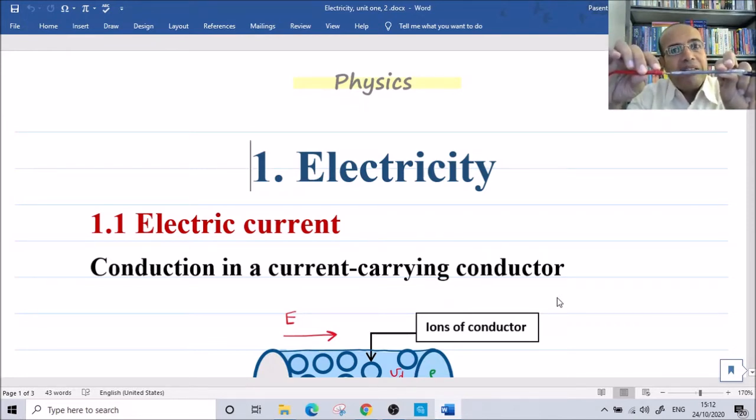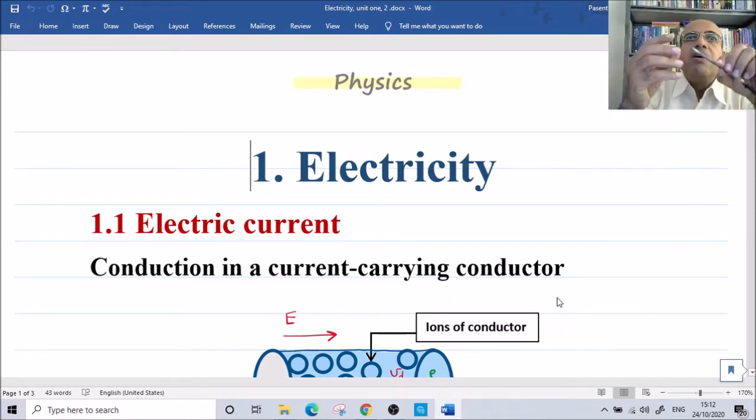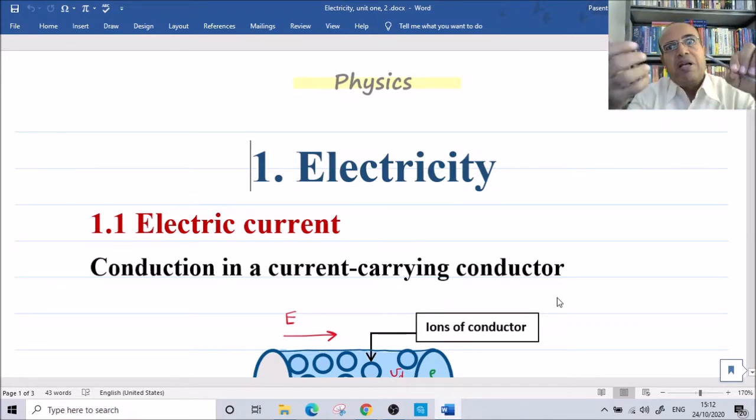That electric field causes the free electron to move from the negative side to the positive side of the conductor. But the conductor is solid, not hollow. So the conductor is filled with atoms. So inside the conductor, the free electron collides with the atoms of the conductor.